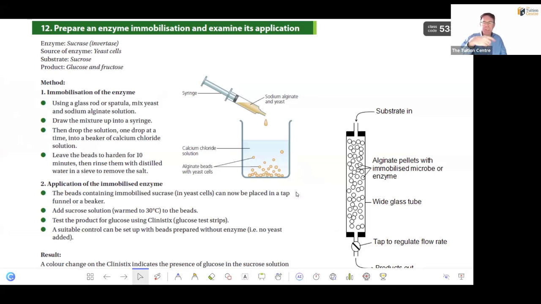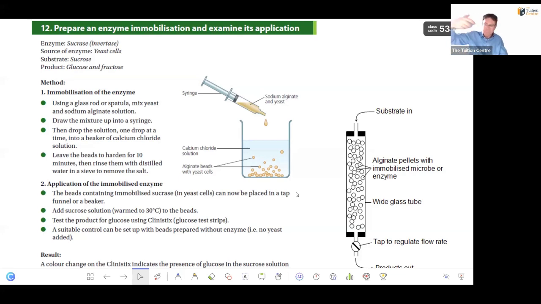And you would have mixed it, or your teacher would have mixed it, with sodium alginate solution, kind of like a syrupy sort of gloopy stuff, right? And you would have mixed the two, the yeast slurry and the sodium alginate gel, evenly mixed, right? Then you draw the gloop up into a syringe. Gloop is not an exam term, right? Sodium alginate and yeast mixture up into a syringe, whatever, 10 mils of it.